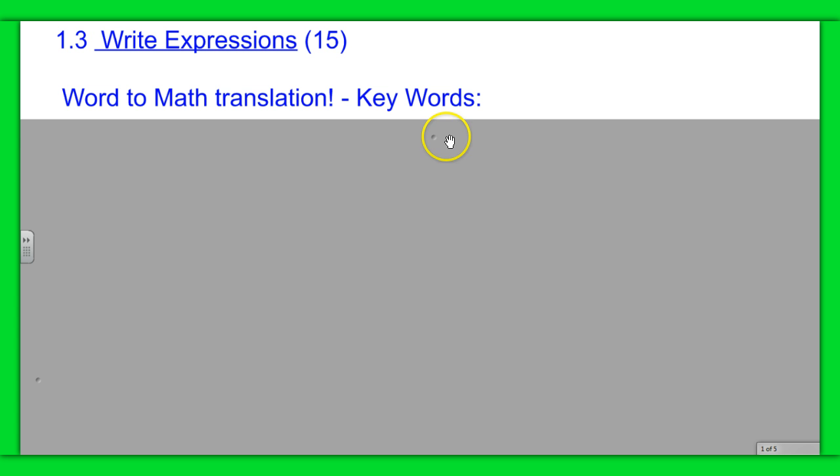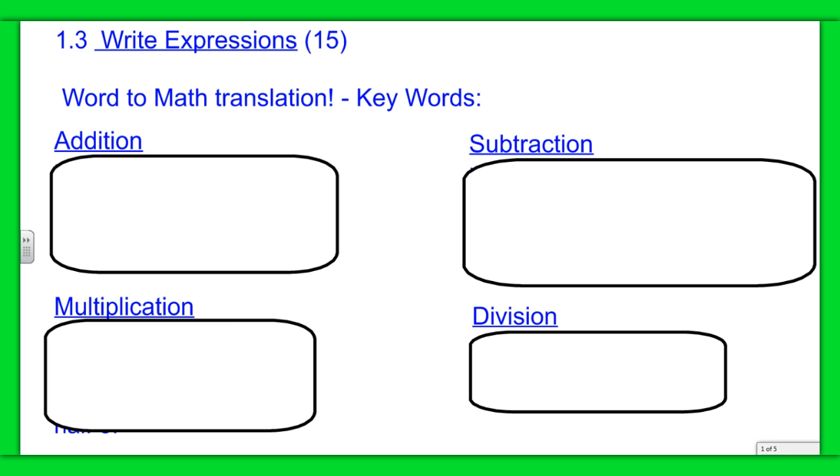So I want you to brainstorm some key words that represent the operations, the 4 basic operations: addition, subtraction, multiplication, and division. Set your page up like that and jot down at least 2 keywords that would tell you, I'm talking about addition here, or you're talking about subtraction, multiplication, or division. Come back when you're ready to fill it in with others.